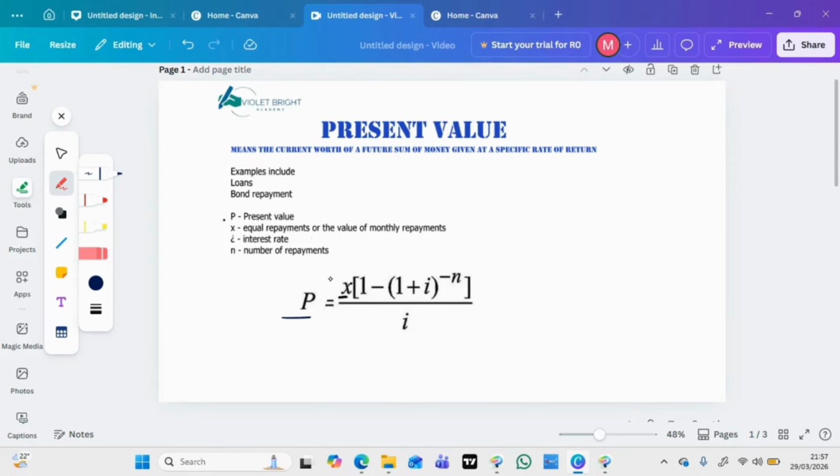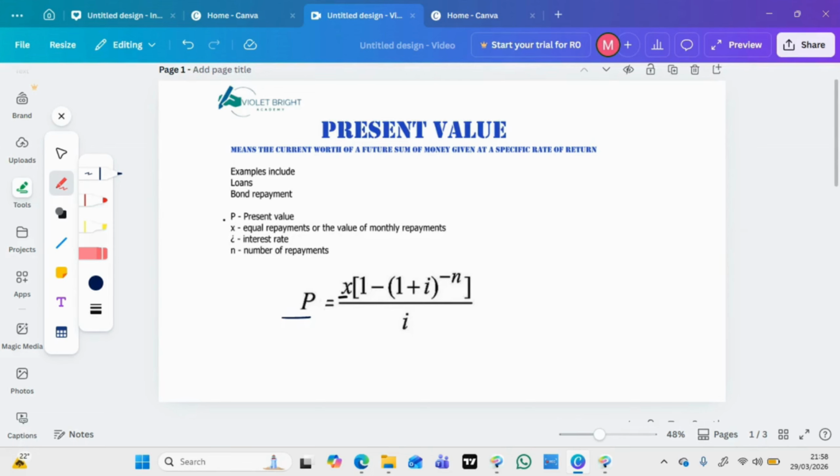Remember now here you'll be paying back something, a loan or a bond. So the X stands for repayment. Meanwhile in future value it was for equal payments or equal deposits. I stands for the interest rate and n stands for the number of repayments. We know that this number of repayments is dependent on the number of years or the compounding period. So this is for the introduction.